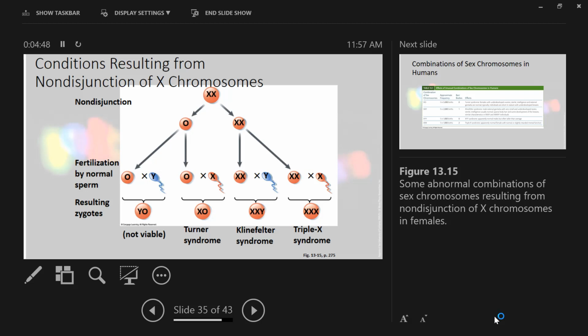So if you have a female who, while making her gametes, has a non-disjunction event that results in no X chromosome being in that gamete, and then the male contributes the Y chromosome, you have no X chromosome. This is non-viable because there are what you call housekeeping genes on the X chromosome. Genes that are necessary just for the survival of cells.